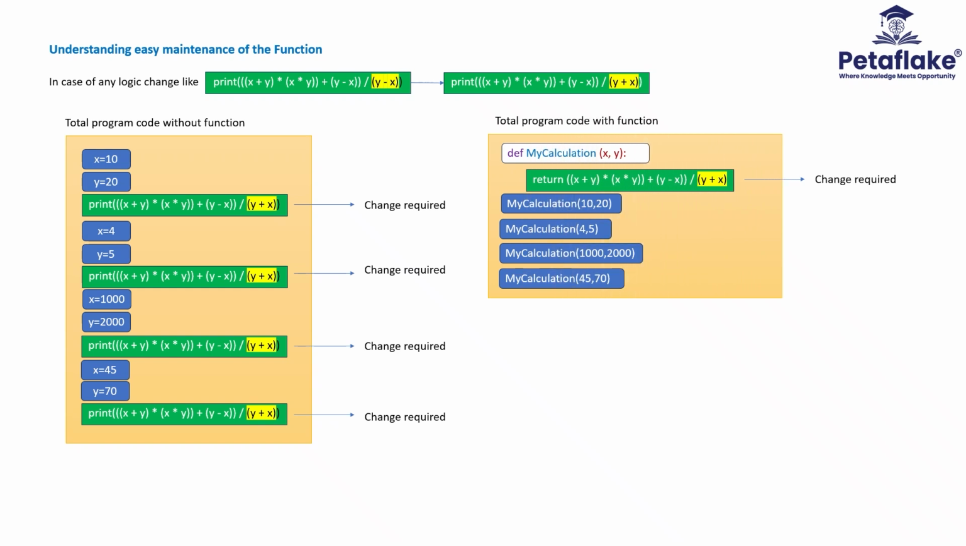Once the function is created with the new logic, the function execution happens with the new logic wherever it is called with different arguments of x and y parameters. The modification of the logic will be easy and the adding of new logic also will be easy, as we need to make the change only at one place.